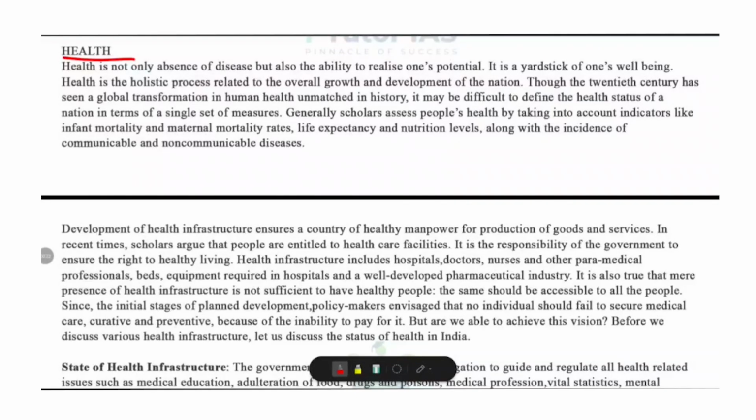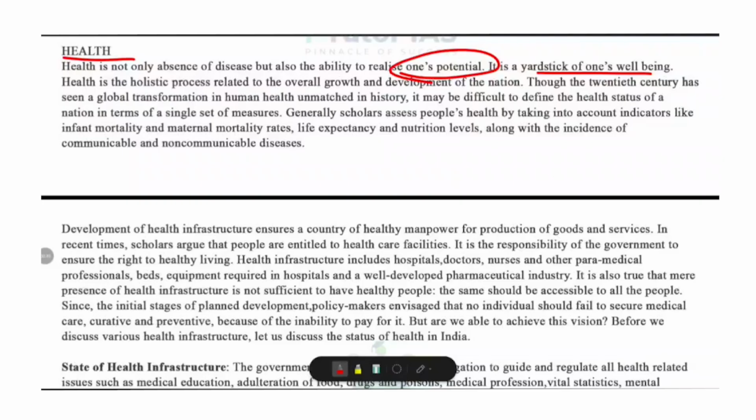Health is not merely the absence of diseases, but also the ability to realize one's potential. Actually, it is a yardstick of one's well-being and a marker of national development. So, health is linked to the overall growth and development of the nation. Improvement in health contributes to human capital, productivity, and social welfare. So, scholars generally use some indicators to measure health.